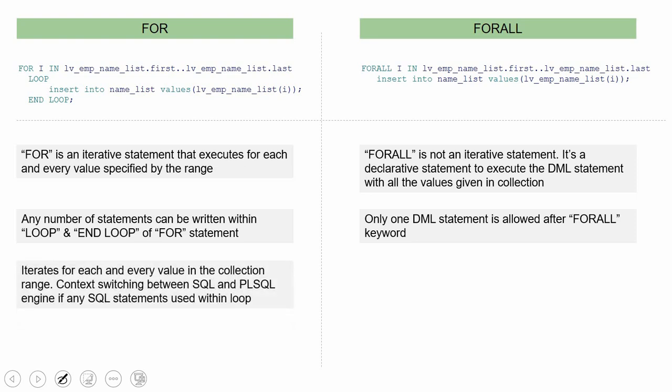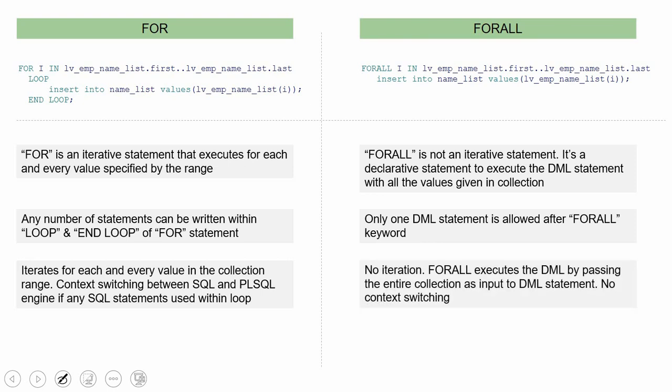The third key point is, since a FOR loop will iterate for each and every value present in the collection or in the range of values, in case there are any SQL or DML statements used within the FOR loop, a context switch happens between the SQL engine and the PL/SQL engine. Whereas in the case of FORALL, there are no repeated context switches. In a single context switch from the PL/SQL engine to the SQL engine, FORALL will bind all the information present in the collection to the respective DML statement and execute it. That is why FORALL improves the performance.